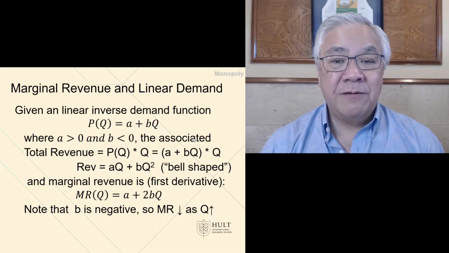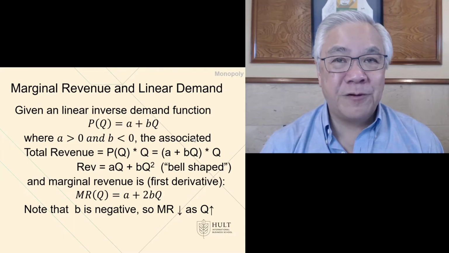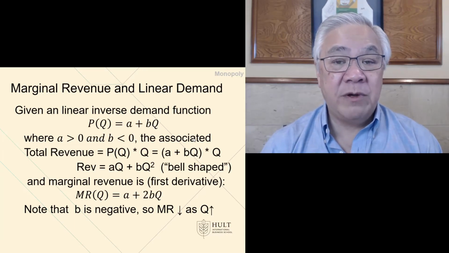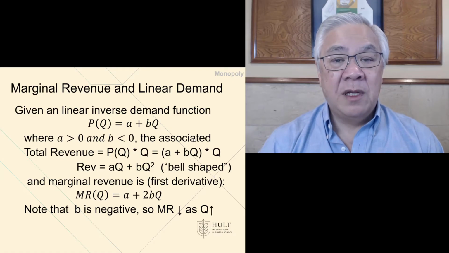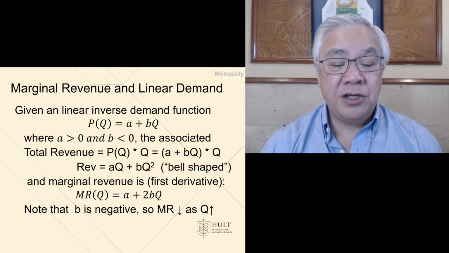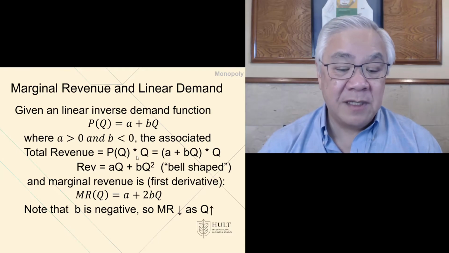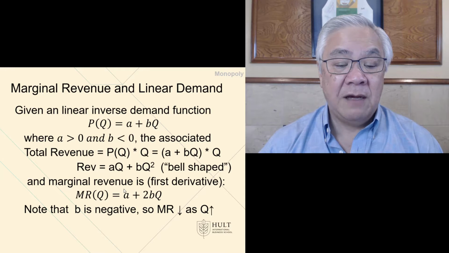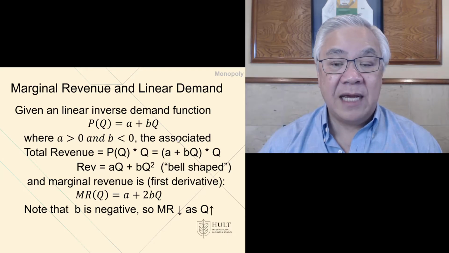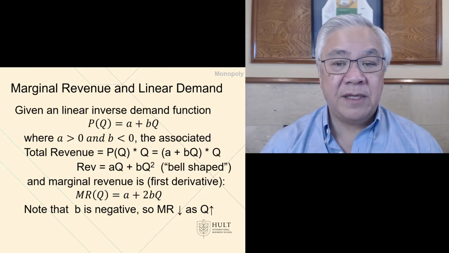And marginal revenue, as you remember, I hope, is the first derivative of revenue. So marginal revenue is the revenue differentiated with respect to Q. And we reduce this revenue function to this marginal revenue function of A, the Q disappears, plus 2 times B times Q to the first power. So note that B is always negative because we're facing a downward sloping demand curve.